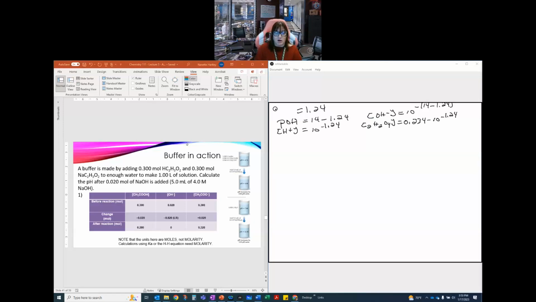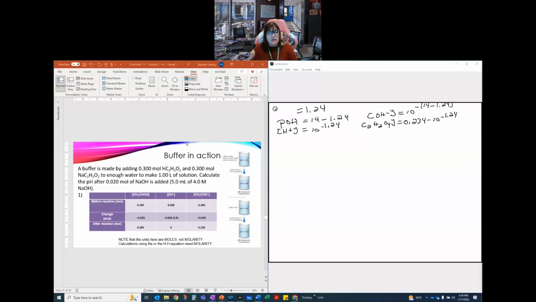And so I take that 0.300 minus the 0.020, and that gives me 0.280. That 0.020 that's gone down from the CH3COOH is then going to go up on my CH3COO minus. So that's where that addition of the 0.020 goes, and that gives me 0.320. Okay, so that is how we look at the number of moles and how they have changed.